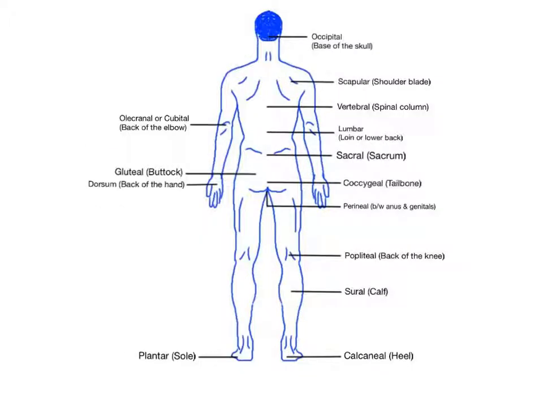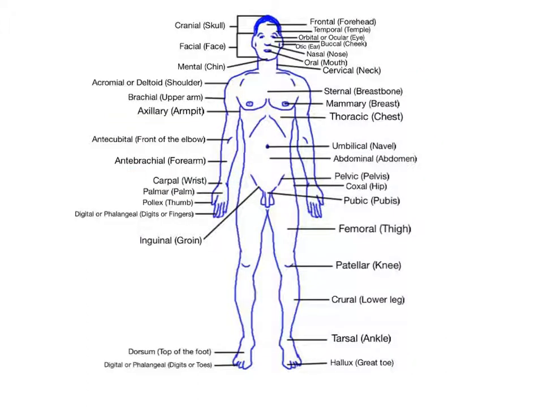One can view on the posterior arm the scapular, which is the shoulder blade or scapula, the olecranal or cubital, which is the back of the elbow, and the dorsum, which is the back of the hand. Remember that dorsal refers to the back. The lower limbs, or legs, also attach to the trunk.